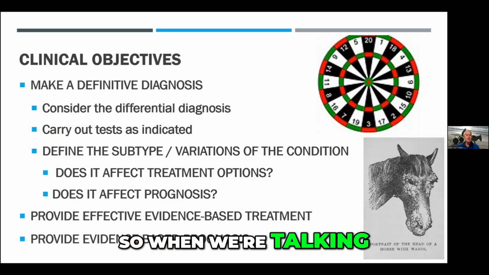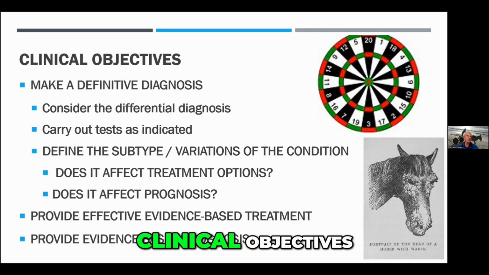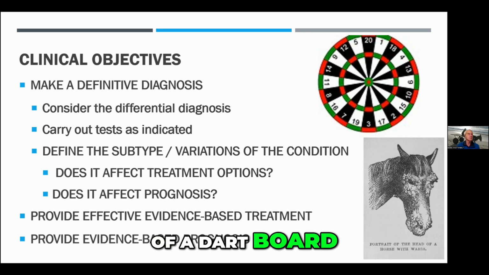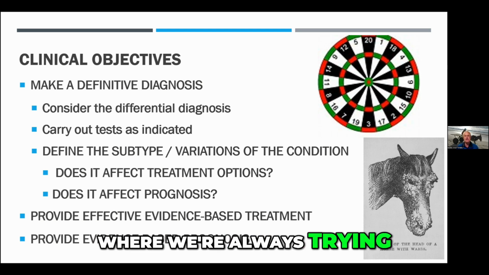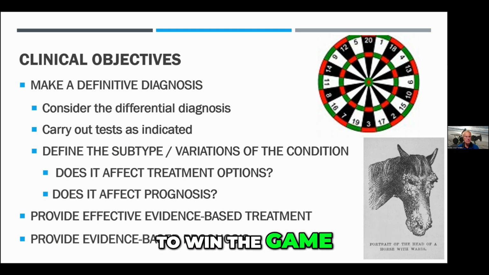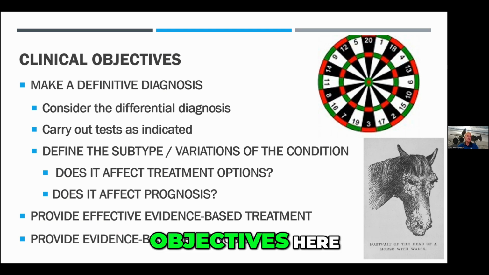So when we're talking about a clinical approach to a disease, we need to have clinical objectives, and these objectives are in the form of a dartboard, I suppose, where we're always trying to get the score that we actually want to win the game. And as a consequence, we have some targeted objectives here.